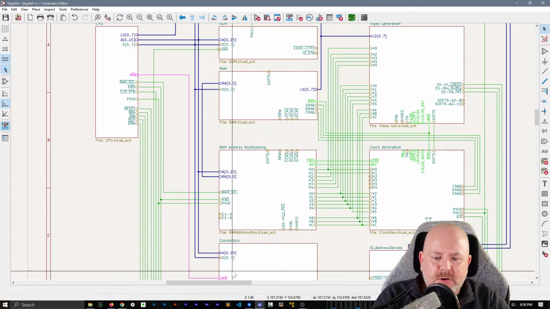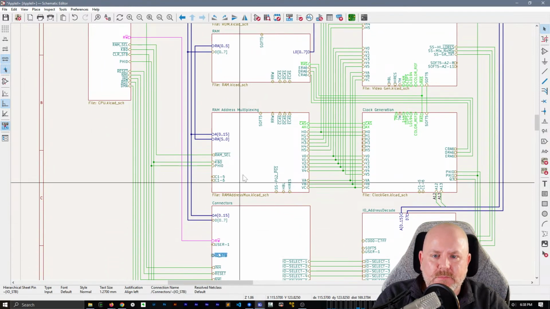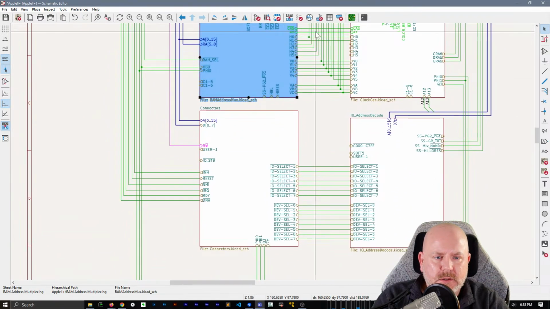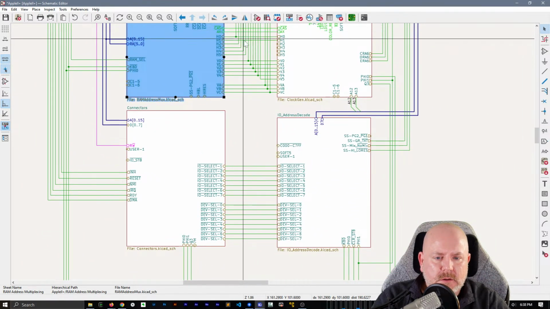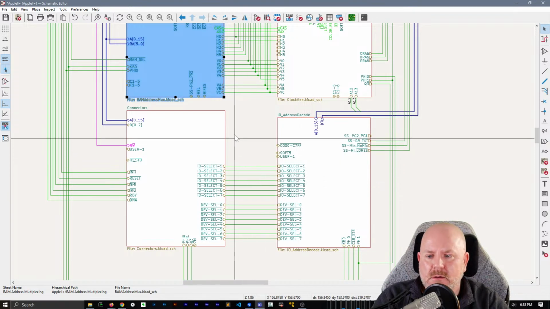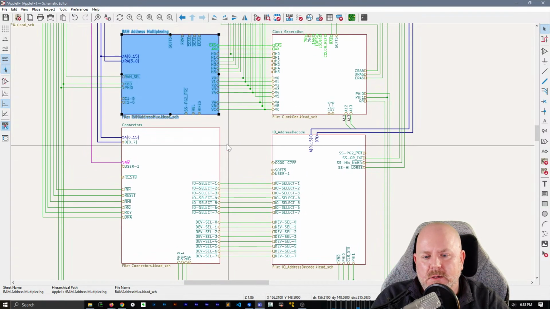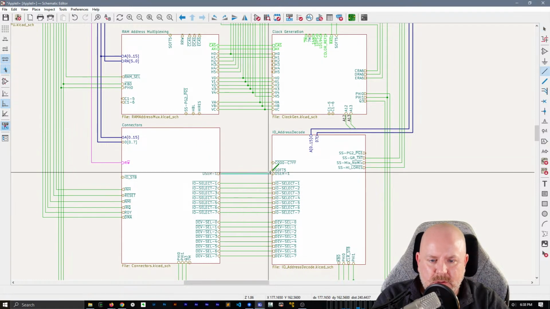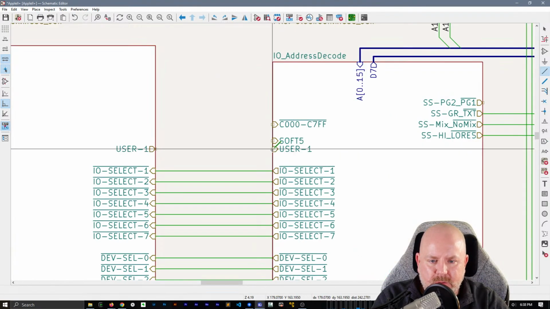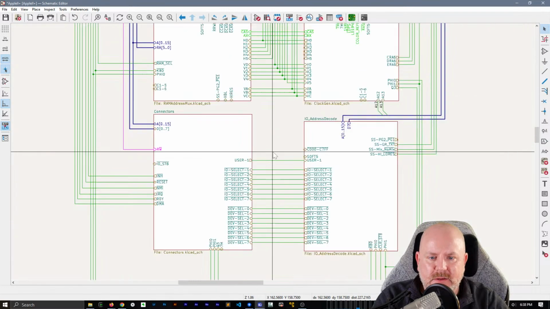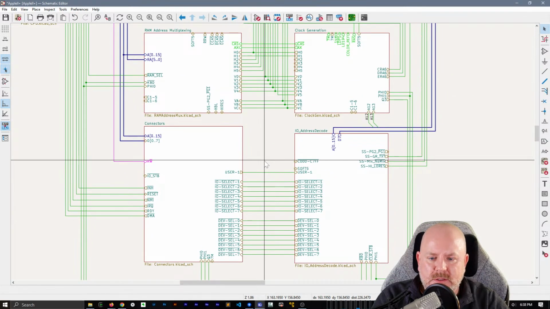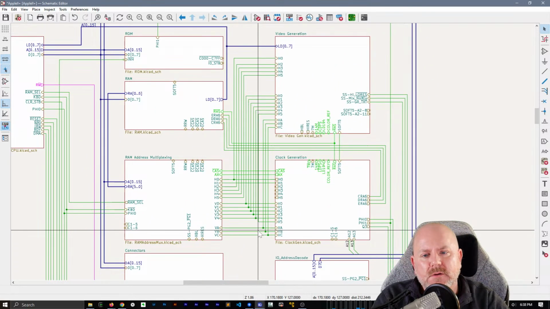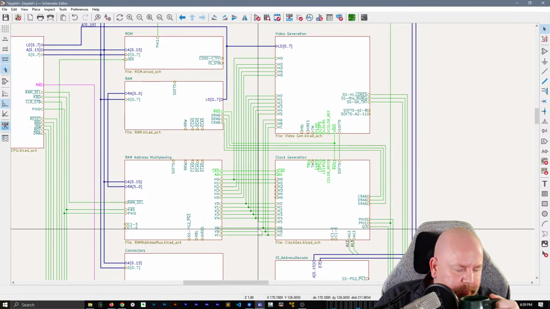IO strobe, I feel like should come from the RAM or the decoder. Wasn't there a decoder block? Huh. I don't know about that. And I don't know what user 1 is. I don't recognize that one. But we will do something like this. And then the C000, I don't know where that would, that's all the way back up in the ROM.